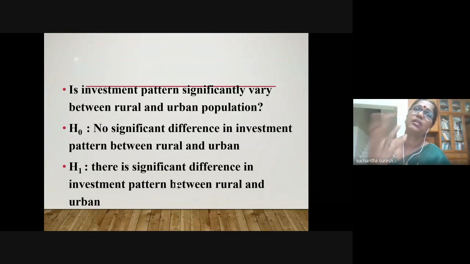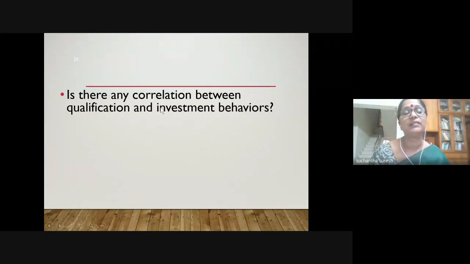Alternative hypothesis, accepting your research hypothesis. Correct, no? So try to understand in this way, then life will be easier. Okay, so now one more question.